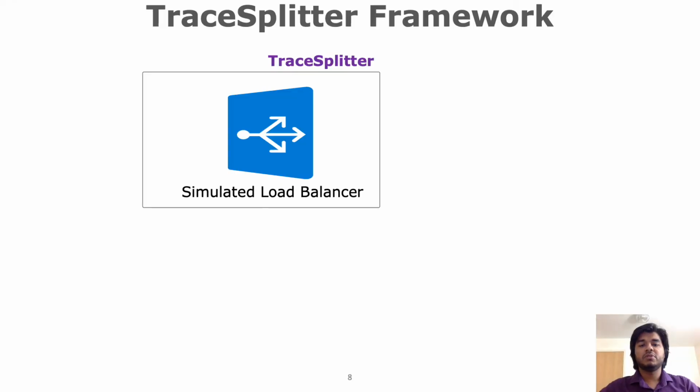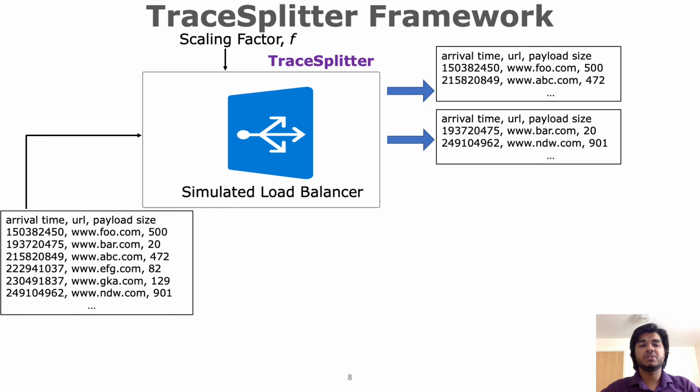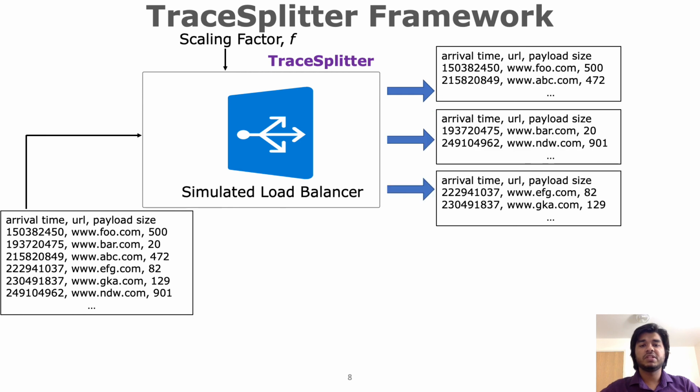Our designed framework of TraceSplitter utilizes this insight by using a simulated load balancer. This takes the original trace and a user-provided scaling factor as input and generates multiple downscaled traces using load balancing techniques. Each of these downscaled traces would represent the requests seen by a subset of web server nodes. One key benefit of our approach is that we do not lose information, in the sense that any rare requests would show up in at least one of the downscaled traces.